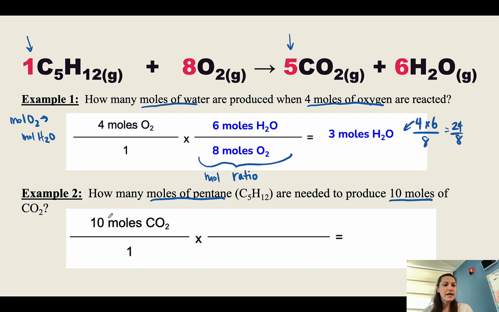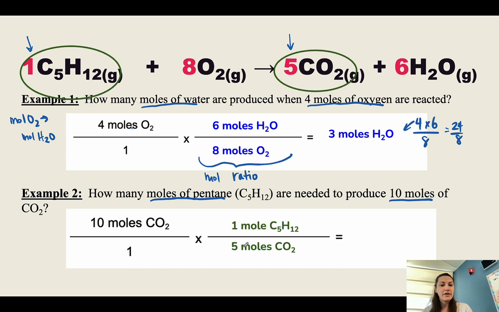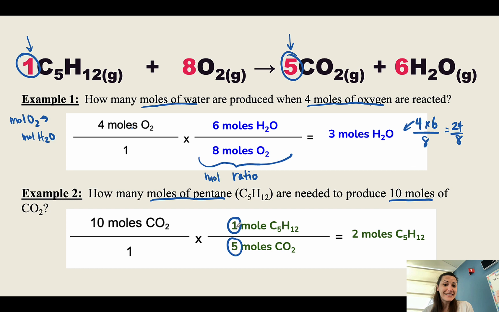Okay, so I start out with 10 moles of CO2, and I'm going to need to take my moles of CO2, and that's going to go in the denominator of our next fraction. So moles of CO2 cancels out moles of CO2, and we're going to put our moles of pentane on top. Again, noticing that our mole relationship here is the coefficients of our balanced equation. To do this math out, I multiply the numbers in the top of the fraction and then divide by any numbers in the bottom of the fraction. So 10 times 1 is 10, divided by 5 would be 2 moles of pentane.